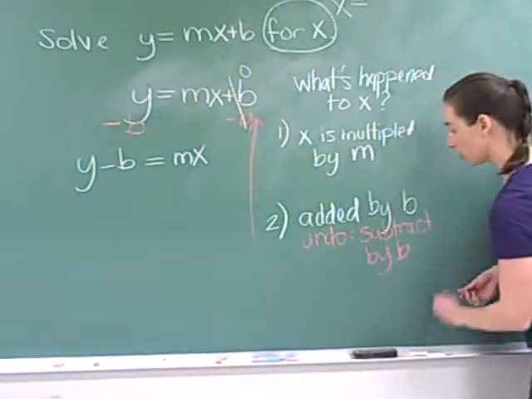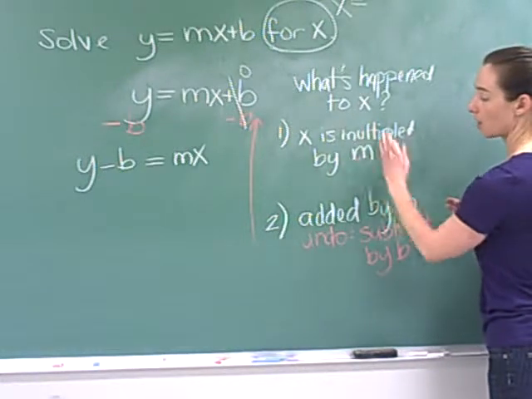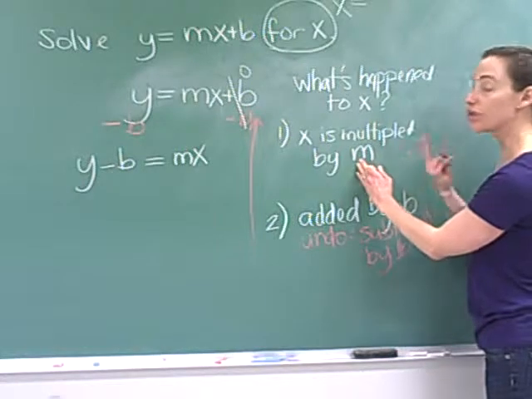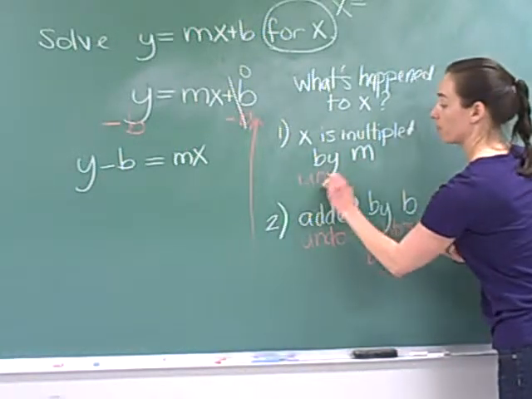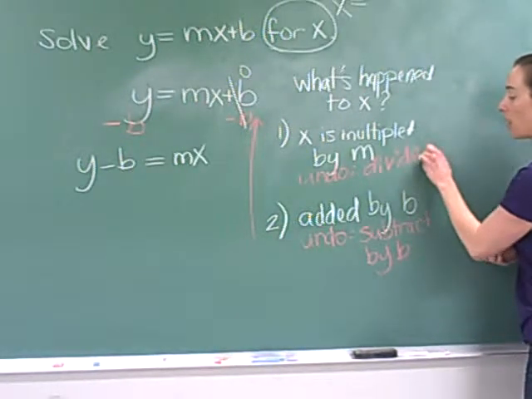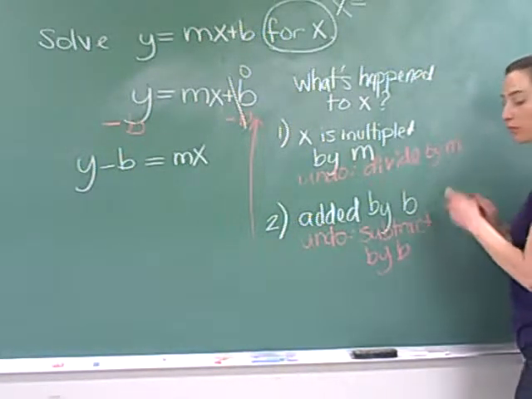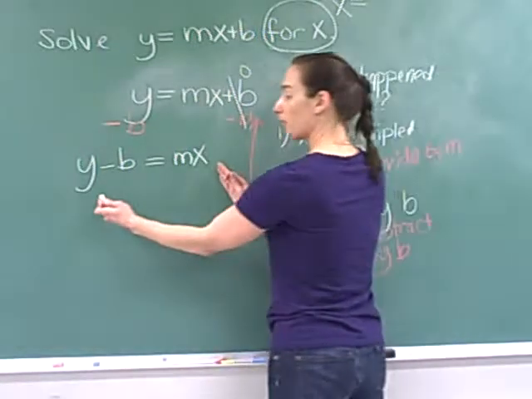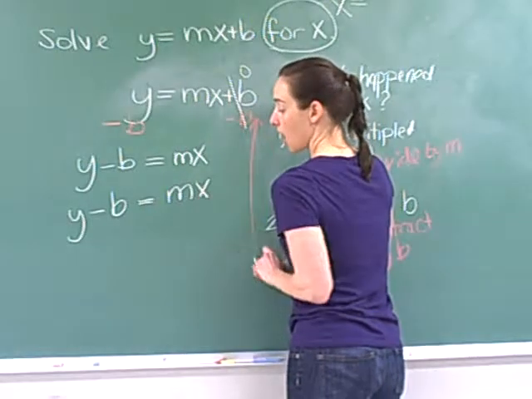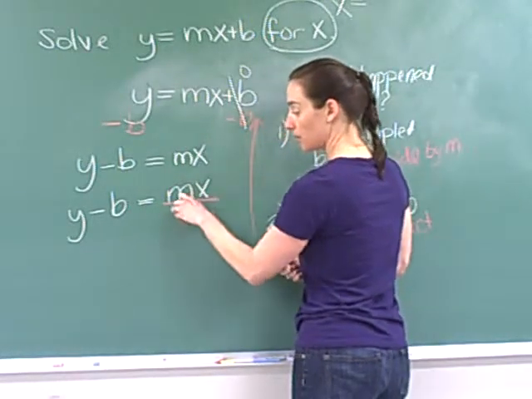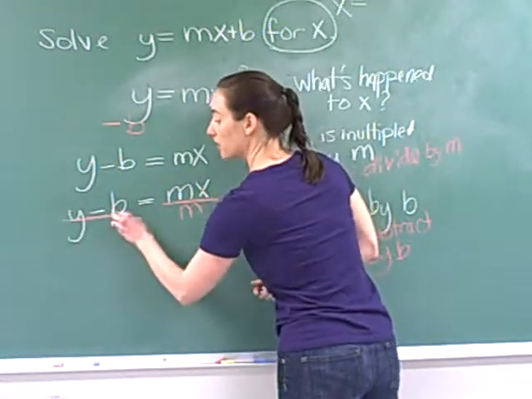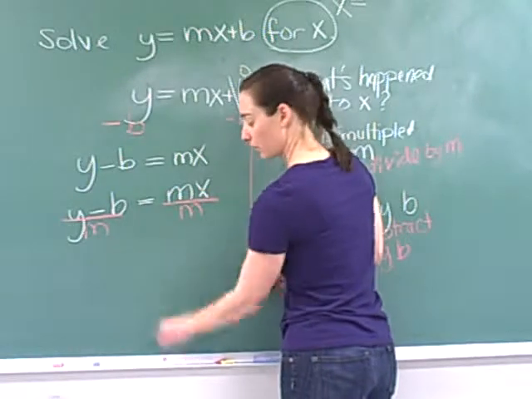So now I need to undo the first thing that happened to x. If x has been multiplied by m, I can undo that by dividing by m. So we're going to divide by the number m. So here's my current formula. y minus b equals mx. And I'm going to divide m times x by the number m on the right. So I'm going to have to do the same operation on the left.